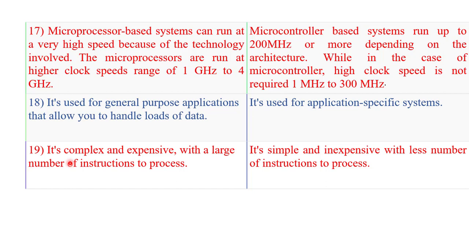Next, microprocessors are basically complex in structure and expensive, with a large number of instructions to process the data, whereas a microcontroller is simple and inexpensive with a smaller number of instructions to process. These are the basic differences between microprocessor and microcontroller.